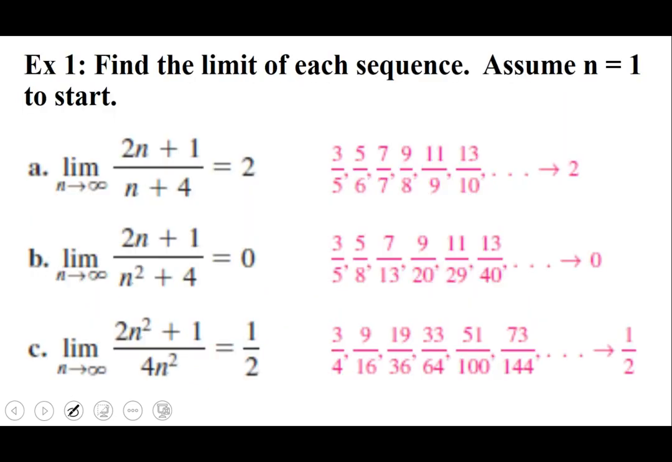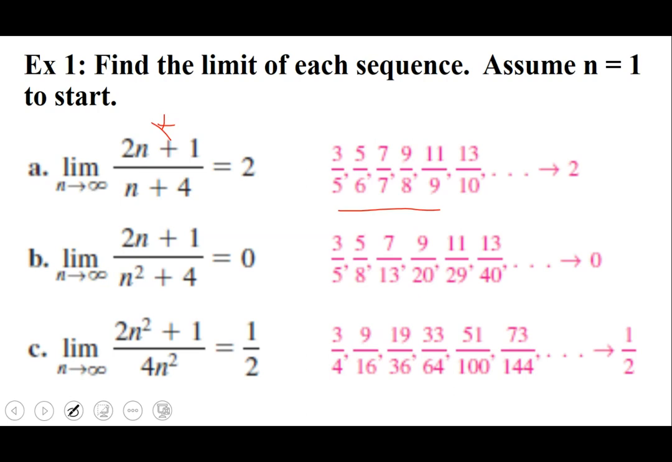So here is example 1. Find the limit of each sequence and assume that n equals 1 to start. For the majority of the homework problems tonight, they are going to give you a formula for a sequence, and they're going to ask you to find the first 5 terms. So please make sure that you do that. I know that it might seem easy, but it's important that you remember everything about sequences back from chapter 9, so don't get it twisted.